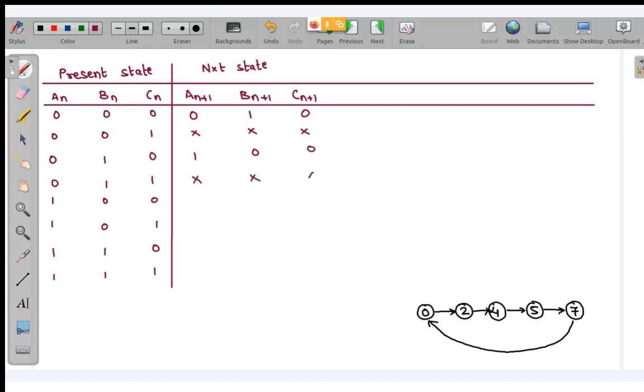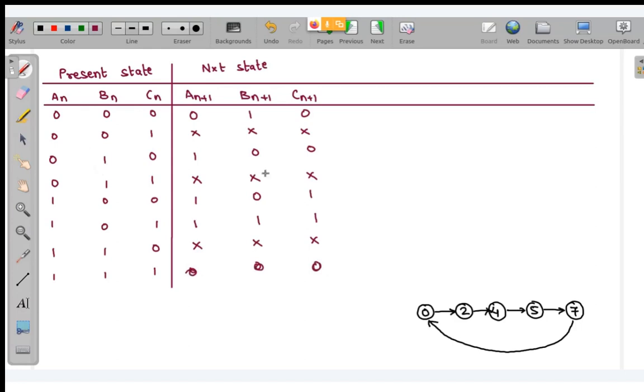When your present state is 0, 1, 1, we don't know the next state, so we put don't care. When your present state is 1, 0, 0, the next state is 5, which corresponds to 1, 0, 1. When your present state is 5, the next state is 7, so 1, 1, 1. When the present state is 1, 1, 0, that means 6, we put don't care. And last, when it is 7, your next state will be 0, 0, 0. So we have the present state and the next state.